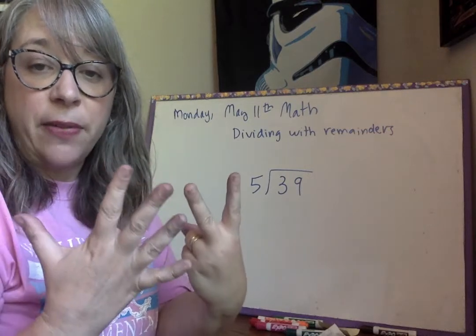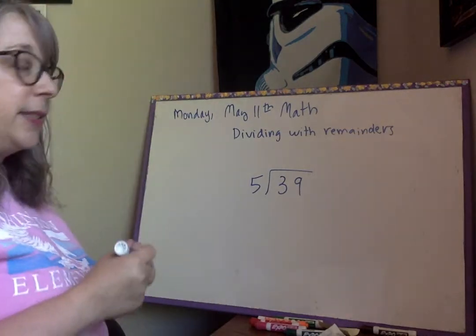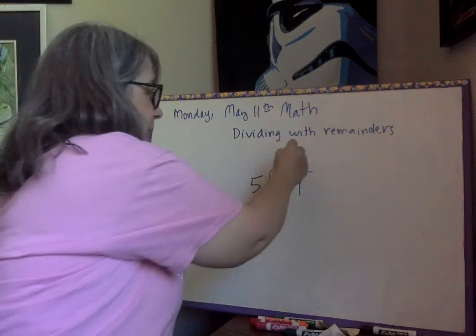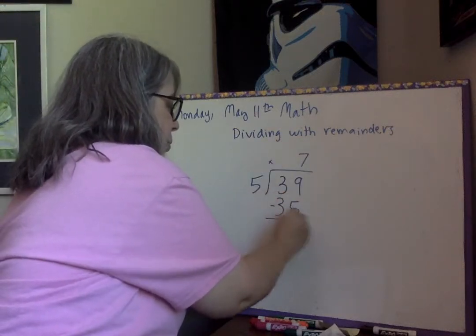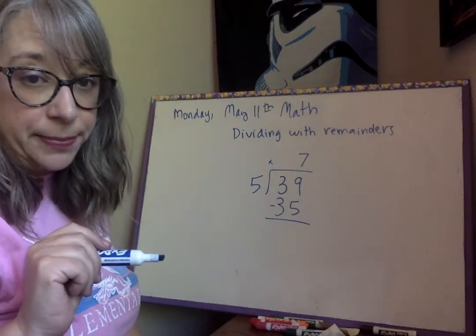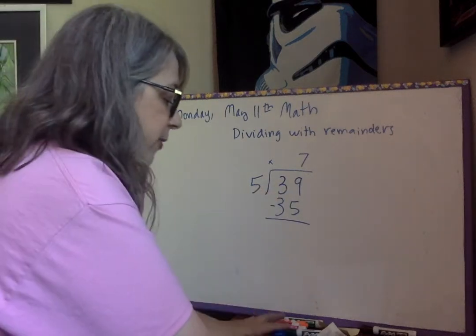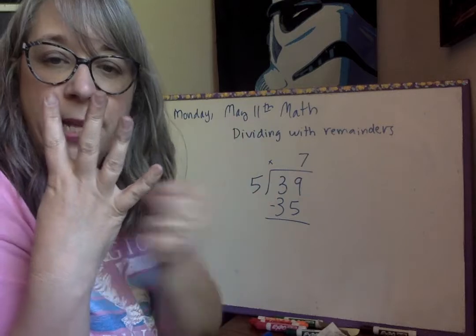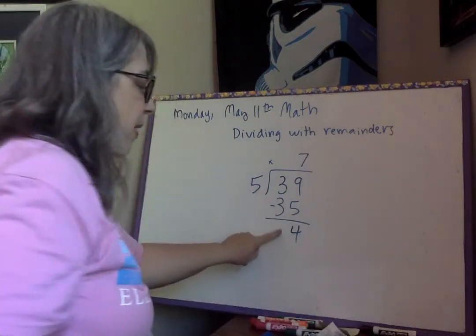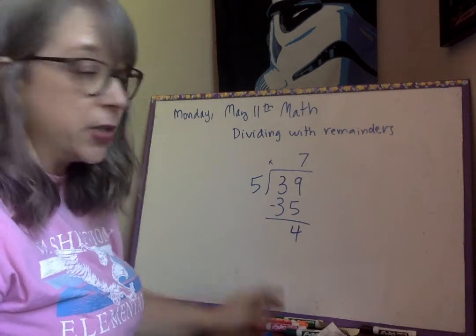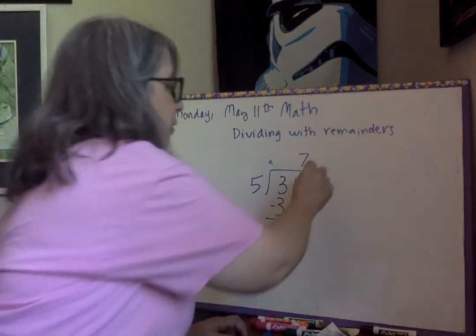So we're going to do 5 times 7. 5 times 7 is 35. We are going to subtract those two numbers. Oh, we don't have to borrow. 9 minus 5 is 4. Can 5 go into 4? It cannot. So our remainder is going to be 4.